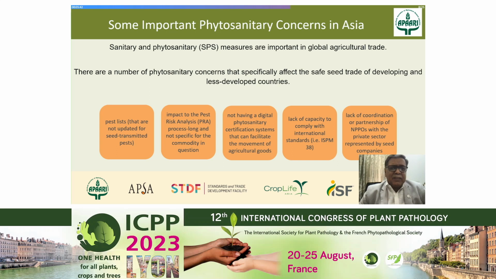Number 1, pest lists are not updated for seed transmitted viruses. This we have worked out with the NPPOs. The PRA process is long and not specific for seeds or for the seed transmitted pest. We do not have a digital phytosanitary certification system that can facilitate the movement of agriculture goods in the region. There's a lack of capacity to comply with international standards, that is ISPM 38, which pertains to international movement of seed. There's a lack of coordination and partnership of NPPOs with the private sector, which relates mainly to the multinational seed companies from the private sector.